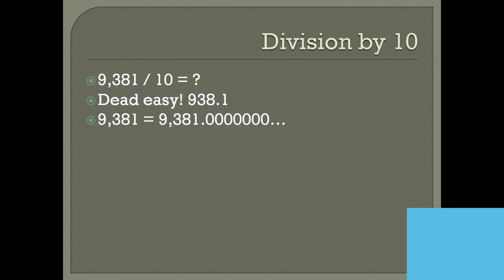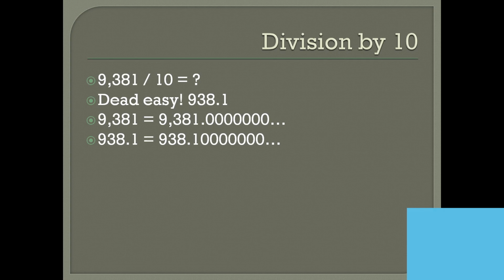9381 is really 9381.000000 forever, with an infinite number of those zeros afterwards. And if you move the decimal point one place to the left, which you do when you divide by 10, 9381.000000 becomes 938.1000000. And we ignore all those repeating zeros, but we need to emphasize them here just to make my point.